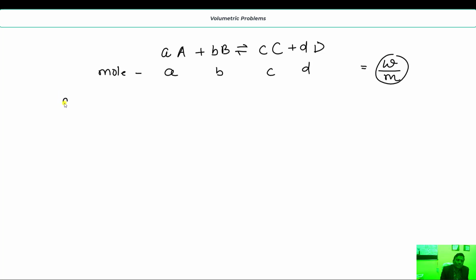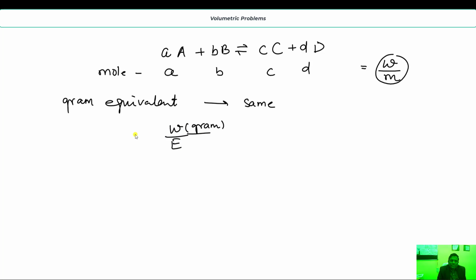Now, if we talk about gram equivalent, then the gram equivalents in any reaction are the same. So how to calculate gram equivalent? If we know the weight, then gram equivalent will be weight in grams upon equivalent weight. If it is given in normality and volume form, then gram equivalent can be obtained by multiplying normality and volume in liter. Volume should be in liter.